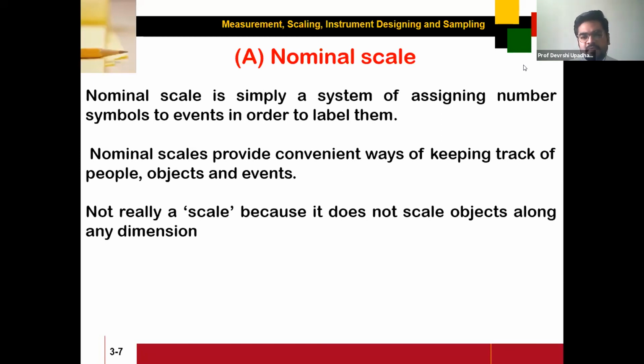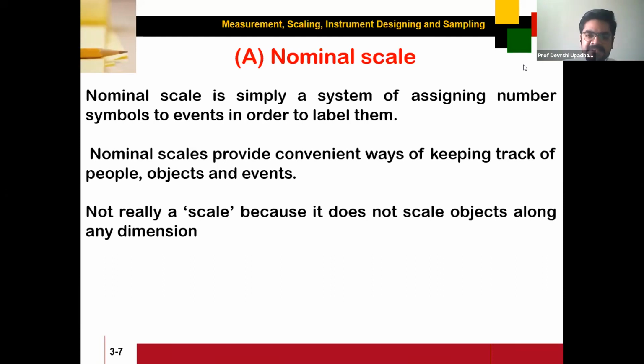Nominal scale provides convenient ways of keeping track of people, objects, and events. You are keeping track of the people you have identified, the objects you are taking into consideration, and the events to be considered in the further course of action. So you are just giving the label, assigning a number to people, objects, and events.